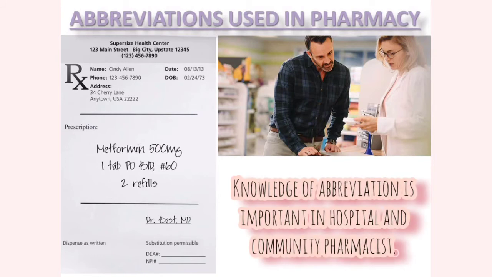You can see the prescription on your screen. There is one model prescription which includes a few abbreviations, that is RX, DOB, TAB, PO, BD. Until and unless you know the meaning of these abbreviations, you can't dispense any drug in the right way.